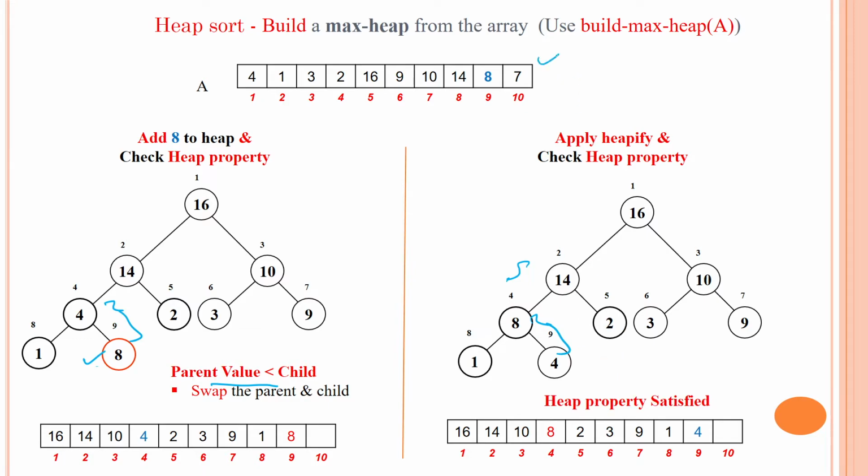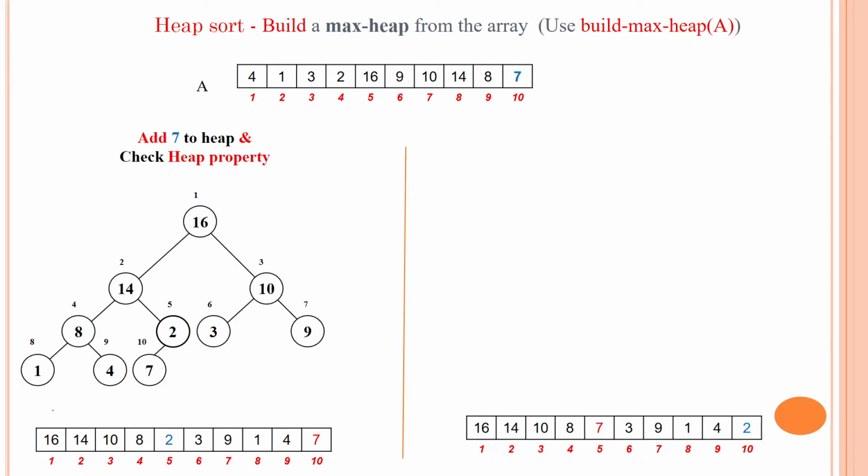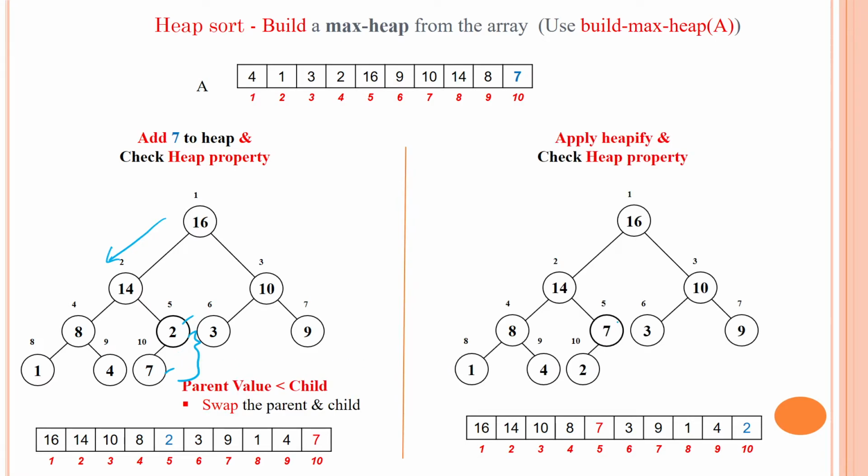Then we are going to add the value 7. So here 7 we are adding in the left subtree of the 16, and here the 2 is missing the right left subtree. We added it here. Again here heap property is not satisfied. We have to swap the 2 and 7. So we swapped the 2 and 7. So 7 becomes parent. Now heap property is satisfied.